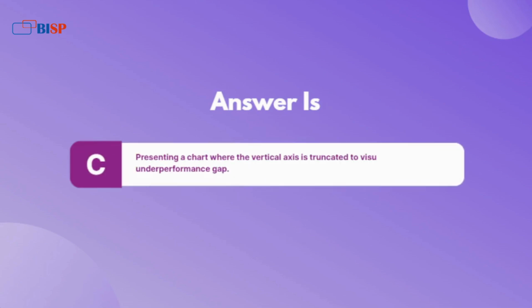Answer is C. Presenting a chart where the vertical axis is truncated to visually minimize the underperformance gap.